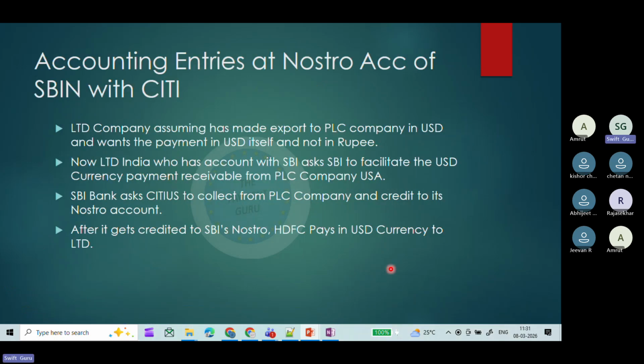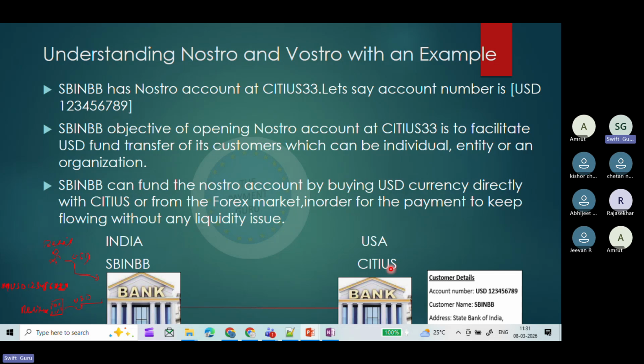Similarly, we have something called a Vostro account. A Vostro account is nothing but, from City US Bank's point of view, this account number which is opened by the State Bank of India is called a Vostro account. The definition of a Vostro account is, seeing it from City US Bank's point of view, for whom the State Bank of India is definitely a foreign bank, when a foreign bank maintains an account in our bank in our currency, or the local currency, it is called a Vostro account.